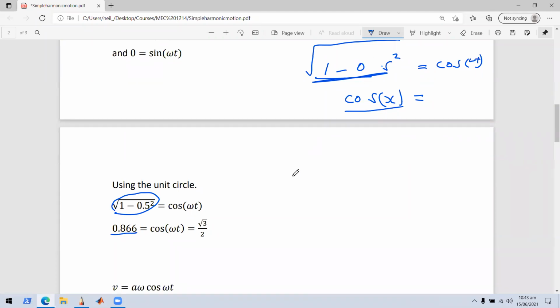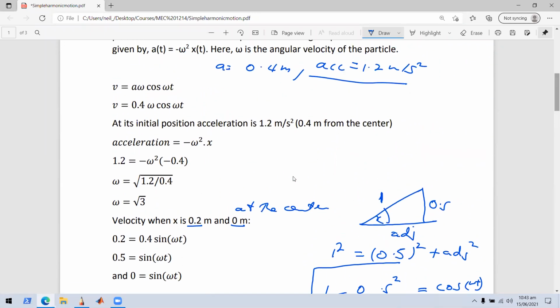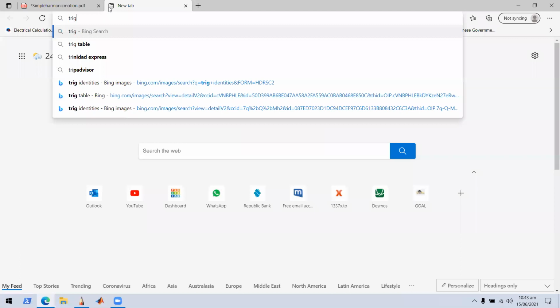All right, good. Now using that, let's go back up, right? We know 0.4, we know omega, and now we know cosine omega t. So we can solve for v at 0.2. So it's just a matter of plugging things in. So let me just pull up a trig table.